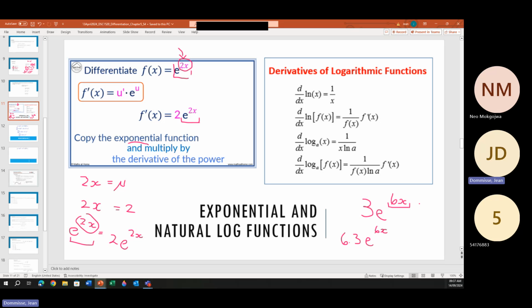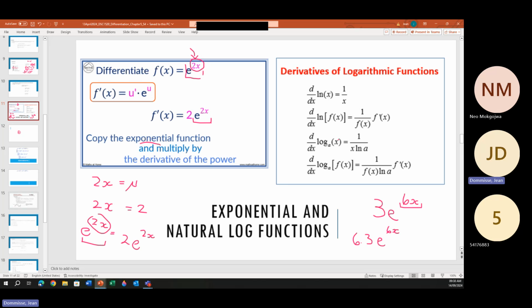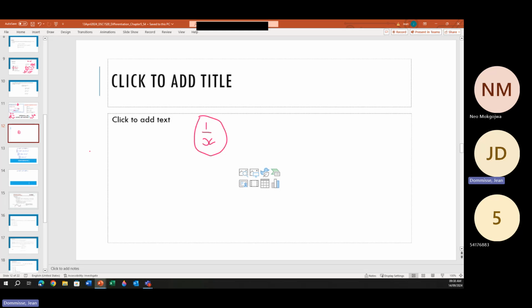Okay, and then when we look at log functions, basically when we get a function like that, you need to differentiate 1 over x as we had there. And this can go both ways.